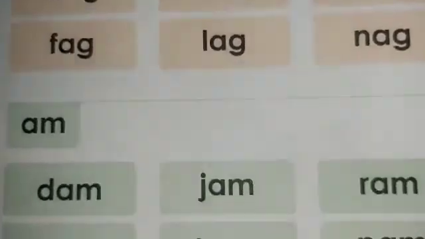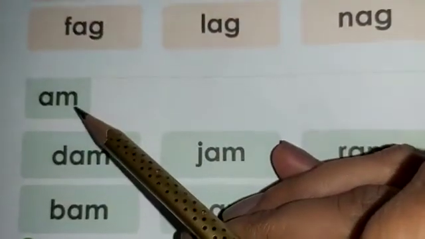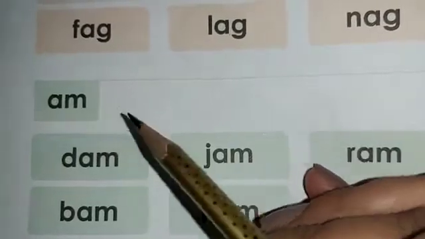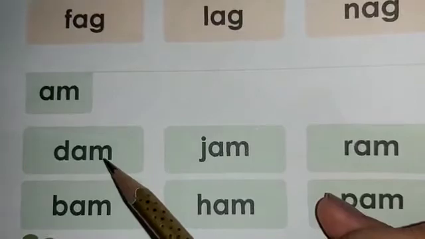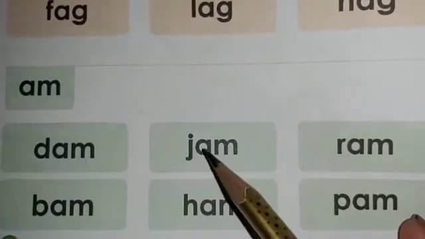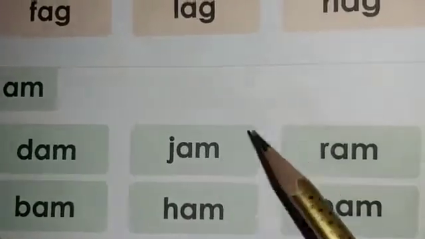Now let's move on to the next one. A-M cluster. A-M-M. What are the words we have studied? Dam, A-M-M. Dam. Jam, A-M-M. Jam.